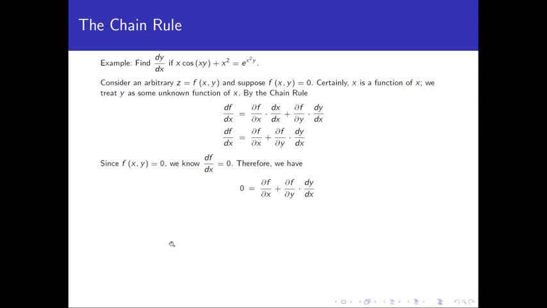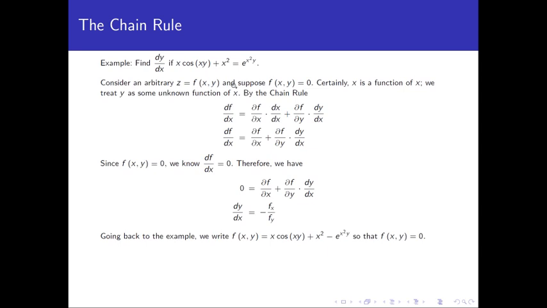So we get this equation now to solve. We have partial with respect to x plus partial with respect to y times dy dx. And now we can solve for dy dx. This gives us a nice way to do implicit differentiation without having to go through all the equation solving that we did back in Calc 1.